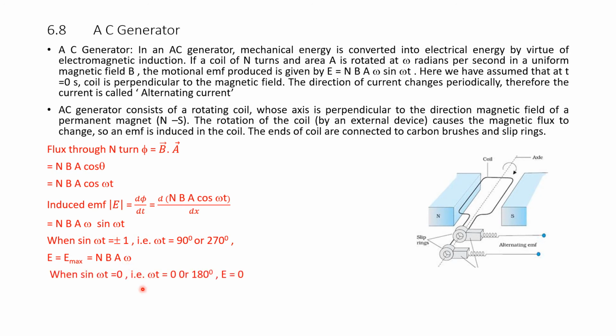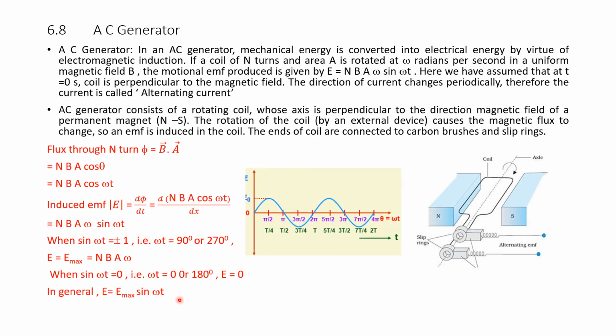When sin omega t is equal to 0, we know sin 0 is 0. Therefore, E will be equal to 0. In general, we can write the equation as: NBA omega is E maximum, therefore E is equal to E max into sin omega t. This equation, E is equal to E max sin omega t, can also be written in terms of the current equation.